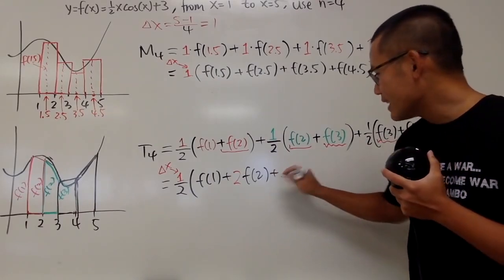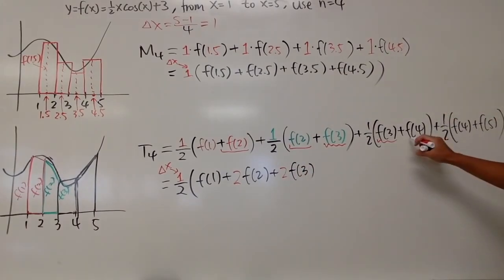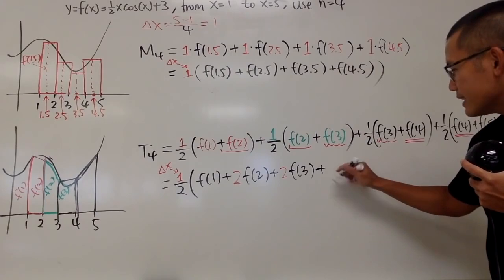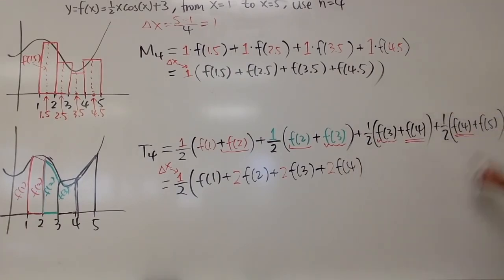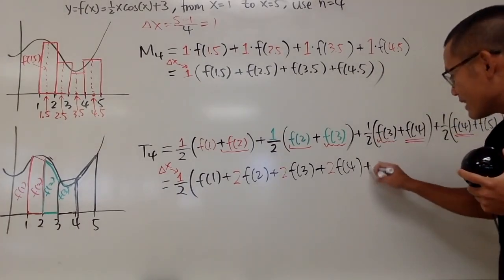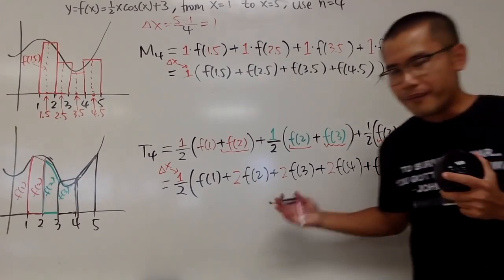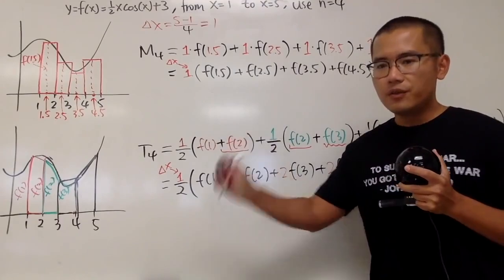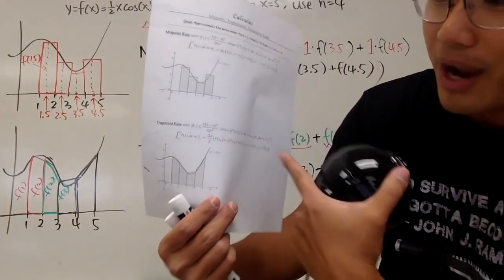So we just add 2 times f of 3. And then for the f of 4, well, it happens twice again, so we add 2 times f of 4. And the last one is f of 5. It's only happening one time, so we just add 1 f of 5 like this. So this will be the expression for T4. And hopefully that also explains the formula right here.